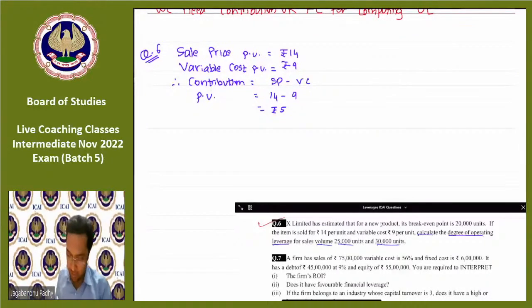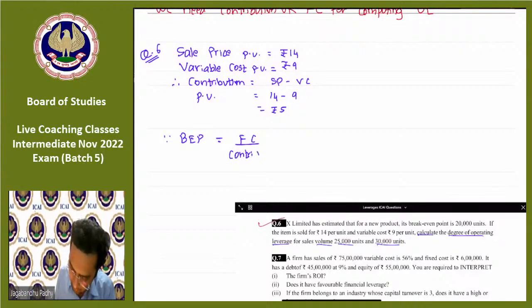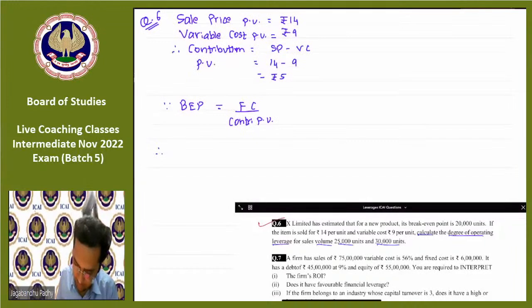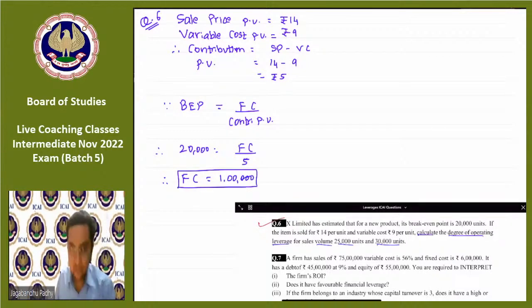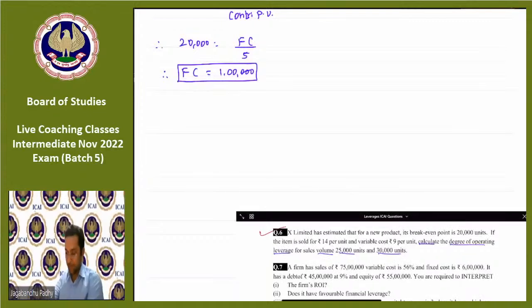Now, they have given that break-even point is 20,000. So we know break-even point is given by the formula fixed cost upon contribution per unit. Break-even point is given as 20,000 units, equal to fixed cost, which we don't know, upon contribution per unit, which is 5. Therefore, fixed cost is 1 lakh. Fixed cost stands as 1 lakh. Once we have this fixed cost figure, we need to calculate the degree of operating leverage for sales volume 25,000 units and 30,000 units.